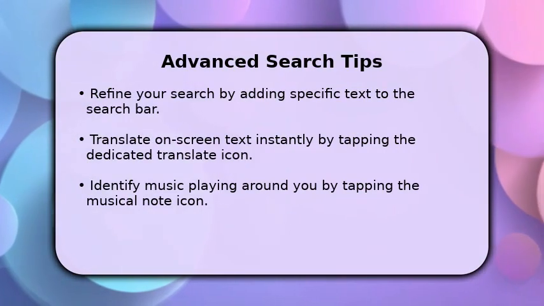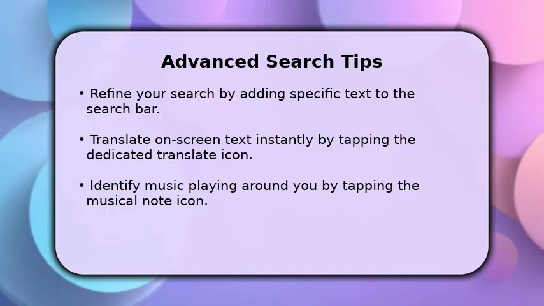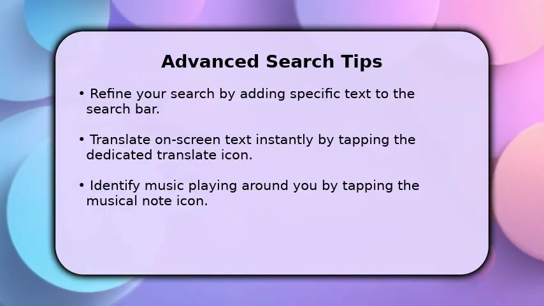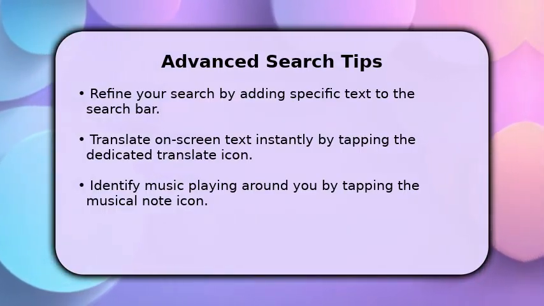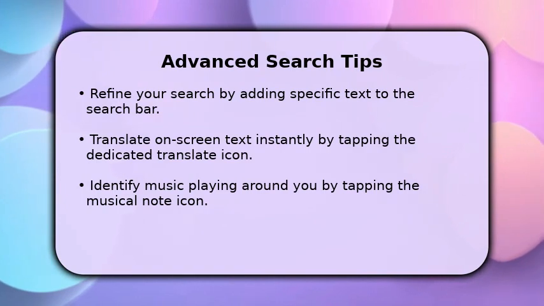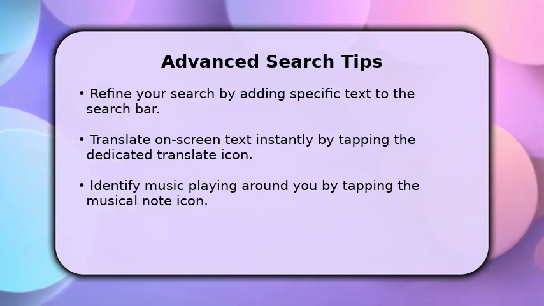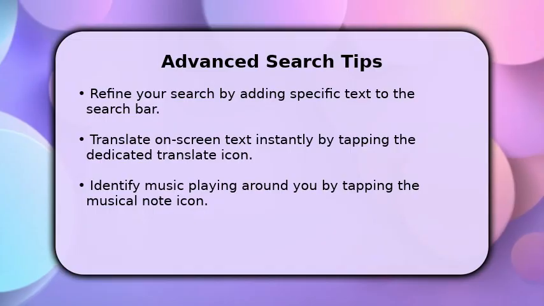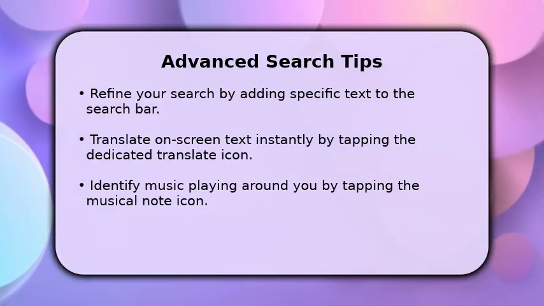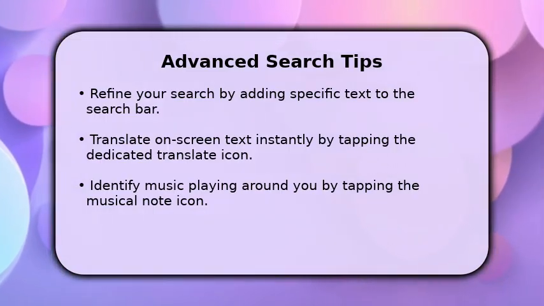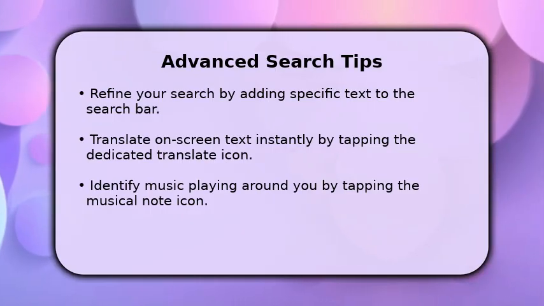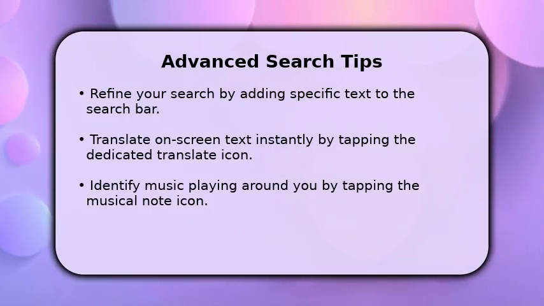Beyond basic searching, Circle to Search offers several advanced functionalities. You can refine your initial search by typing additional queries into the search bar. For language barriers, simply tap the Translate icon to get instant translations of on-screen text. Furthermore, if you hear a song you like, tap the musical note icon to identify it without switching applications. These features enhance your ability to interact with content on your device.